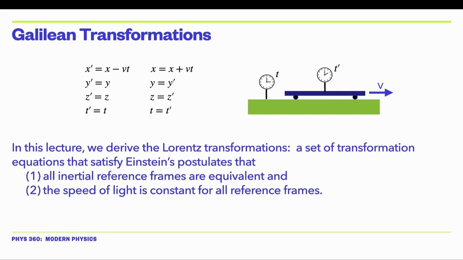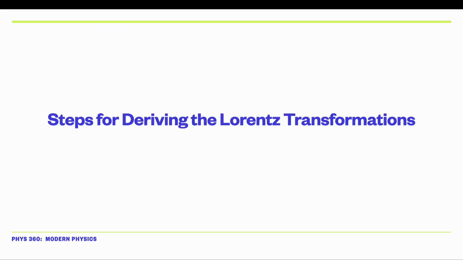In this lecture, we'll derive the Lorentz transformations, which are a set of transformation equations that satisfy Einstein's postulates that 1. All inertial reference frames are equivalent, and 2. The speed of light is constant for all reference frames. So we'll go through this step by step. If you're not interested in the derivation and you just want to move on to application, you can probably skip through most of this lecture.